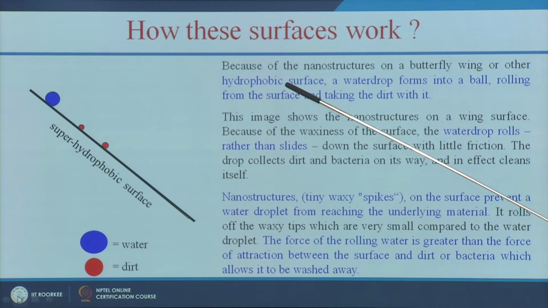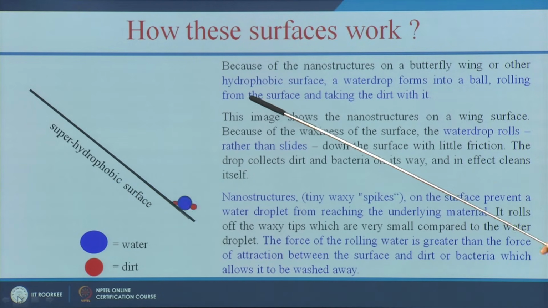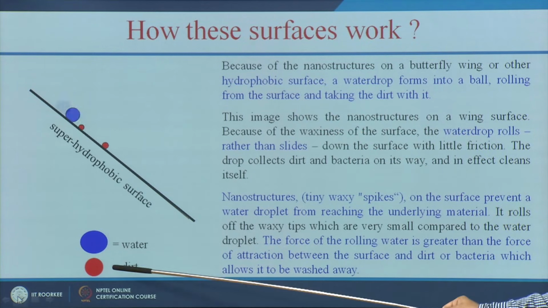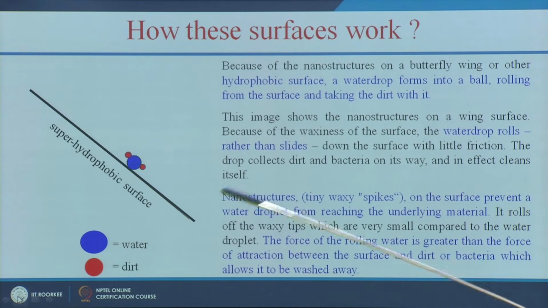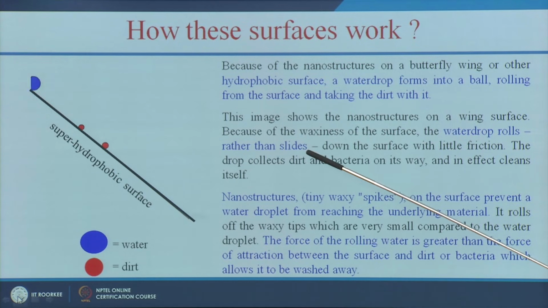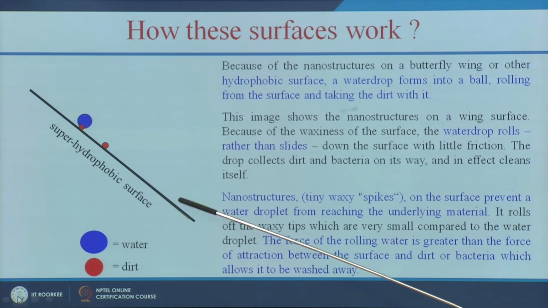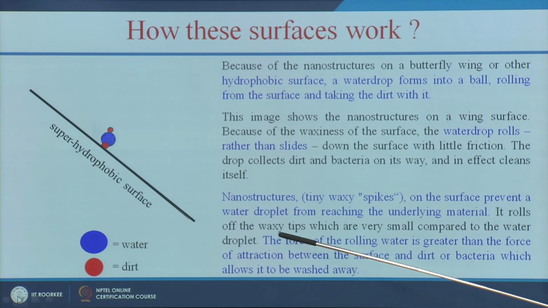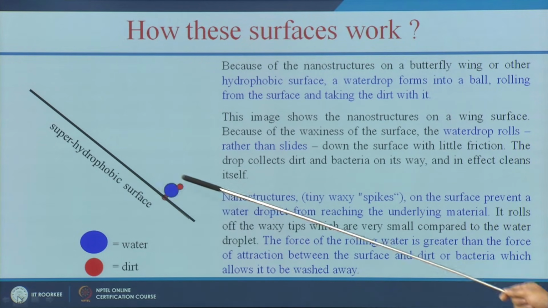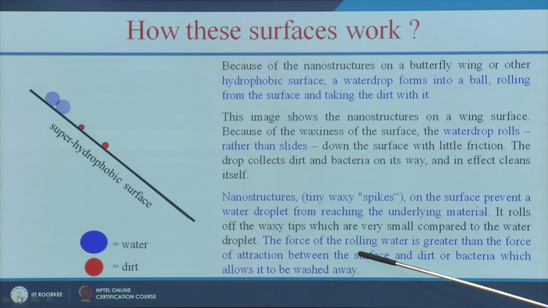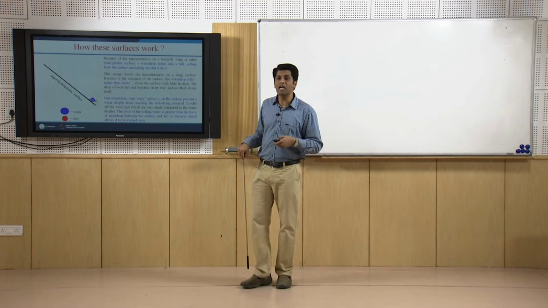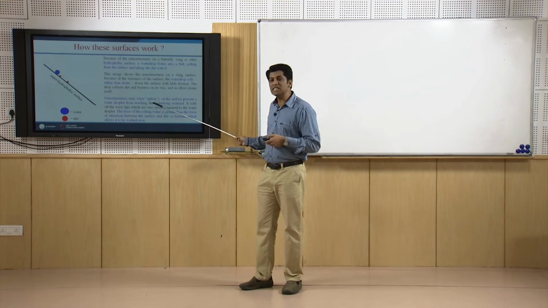This hydrophobic surface makes the water form a ball, and it will roll off the surface, taking all the dirt. You can see here the red color is the dirt and the blue color is the water. So the water drops roll rather than slide, and the surface has nanostructures like tiny waxy spikes. It prevents the water droplet from reaching the underlying material, and the force of the rolling water is greater than the force of attraction between the surface and dirt, so it can easily wash away all the material. So the butterfly wings have very good self cleaning property because of their super hydrophobic nature, as well as the tiny waxy spikes.